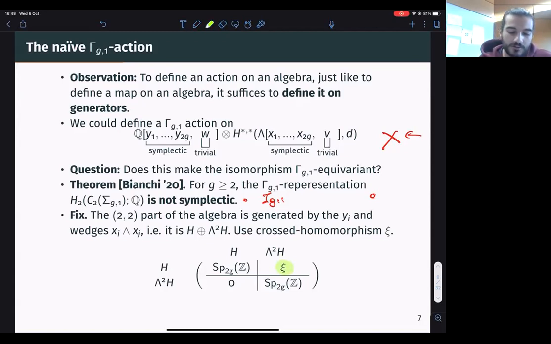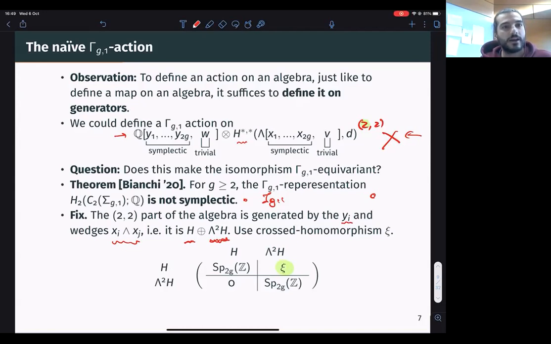But I want you to observe that the 2,2 part of this algebra, at least before taking homology, the linear generators of it are just the yi's and the xi xj's. So that forms a copy of h and a copy of lambda 2h. There is an obvious action of gamma g1 on h and on lambda 2h, namely the one that factors through the symplectic group.